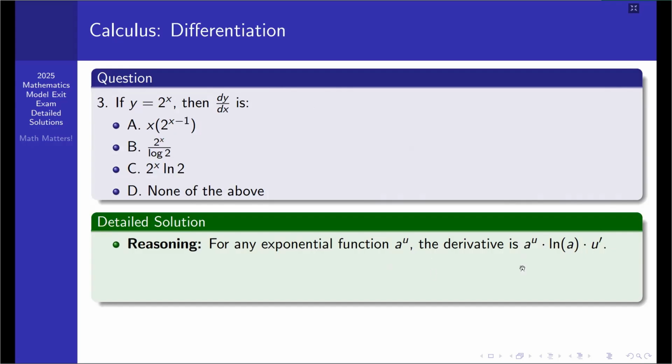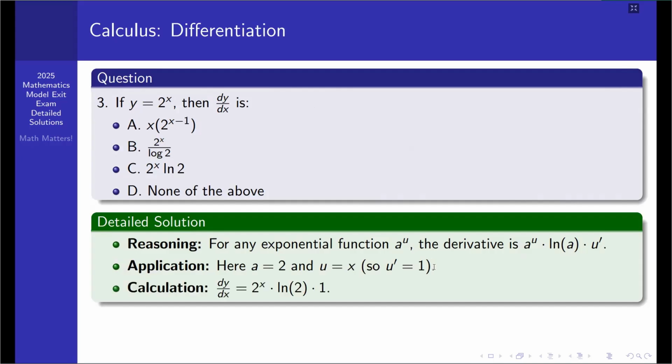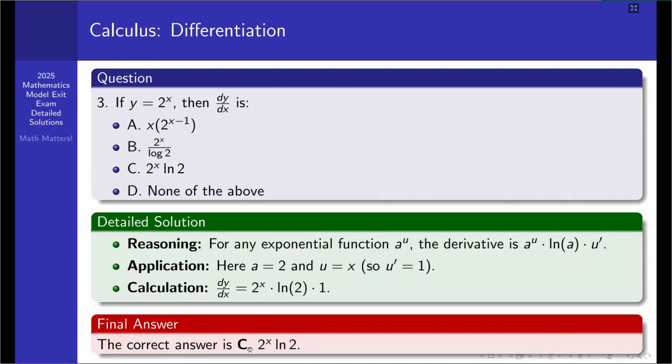Therefore, if we apply this derivative rule for the given function, we have here a is 2 and u is x, so that the derivative of u will be 1, that is dx by dx. And dy by dx is equal to 2 to the power of x, because a to the power of u is given here, times ln 2 multiplied by the derivative of u, which is x, that is 1. Therefore, the answer could be alternative C, 2 to the power of x ln 2. So that's simply this one.